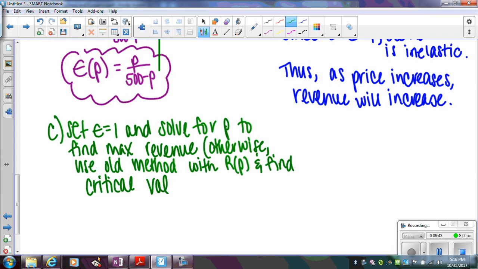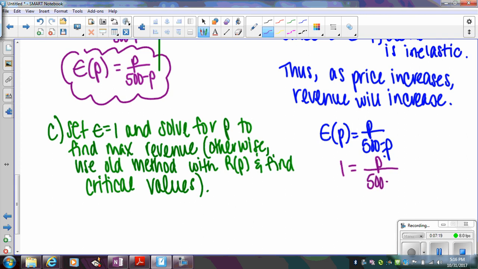That way is a little bit longer, especially in a problem like this, because we already have the epsilon formula. So I'm going to go with the new method, which is a little bit quicker, and it only works with this whole elasticity type of formula. So if I look at my elasticity function, I have E of P equals P over 500 minus P. I'm going to set that equal to 1. So I'm going to have 1 equals P over 500 minus P. And then from here, I'm going to solve for P.